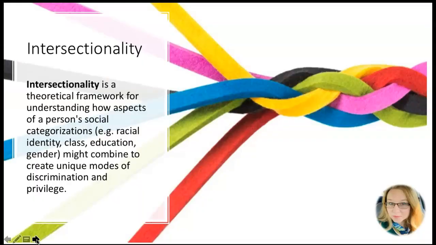So this is a slide related to this word intersectionality. Just take a moment and read what intersectionality is.